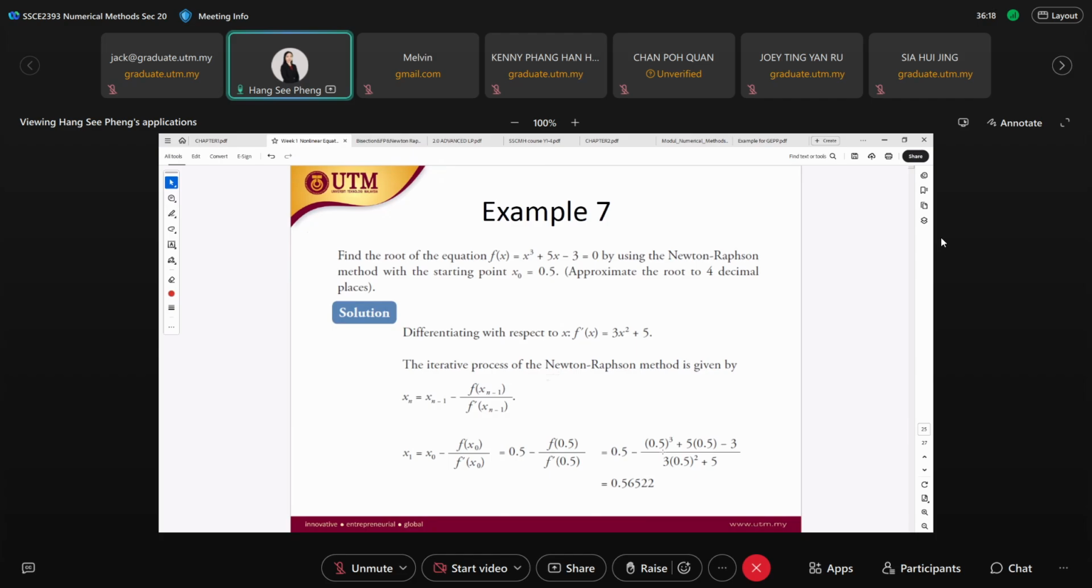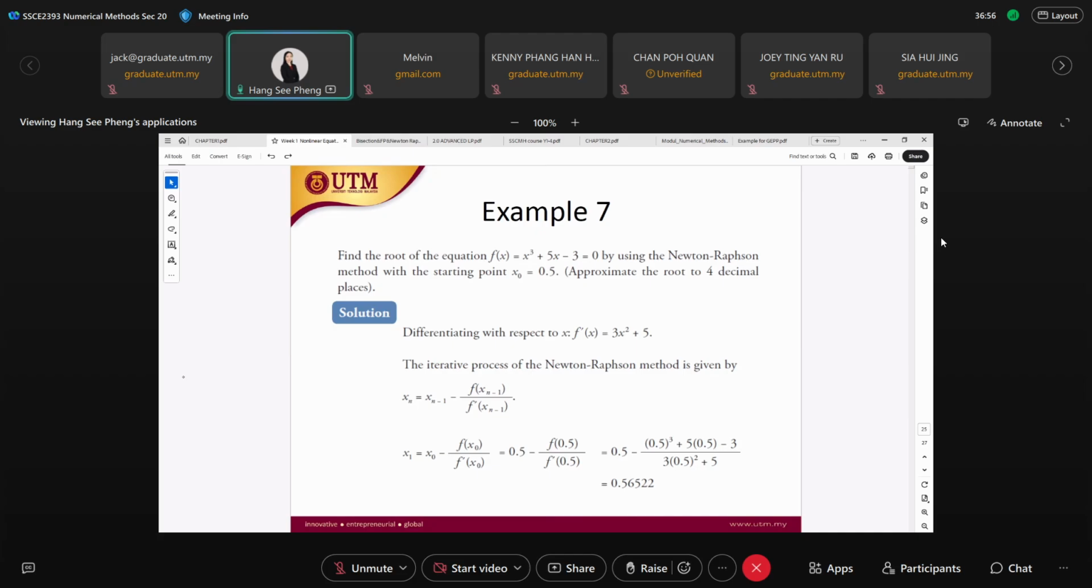We try to see how we use the Newton-Raphson method to solve nonlinear equations. In other words, we find the root of the equation f(x) equals 0. Solving f(x) equals 0 or finding the root of the equation is the same thing. Now again we have f(x) equals x cubed plus 5x minus 3. That is a polynomial function, right? And you know you can use the calculator, but let's see how we use the Newton-Raphson method.